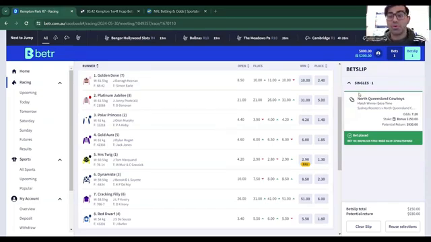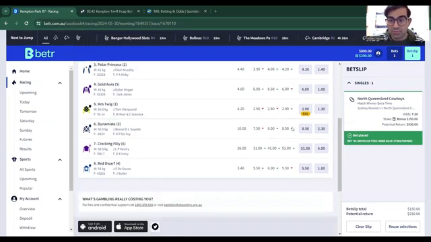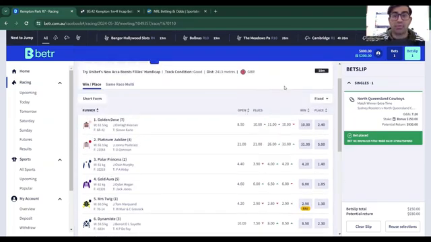Now, step number two is to look for a horse that is paying between 4 and 10 odds on the bookmaker. As we can see over here, we have one, two, three, 4, and 5 horses that are paying between 4 and 10 in this race.